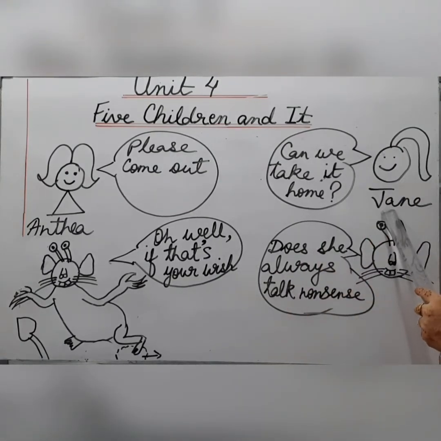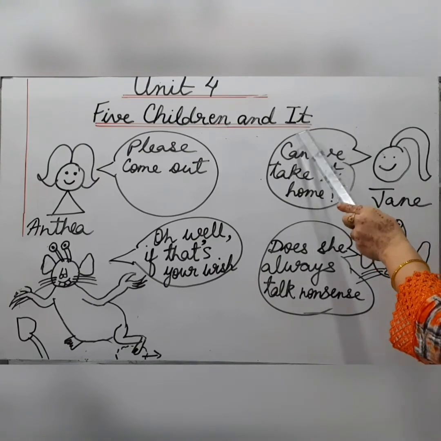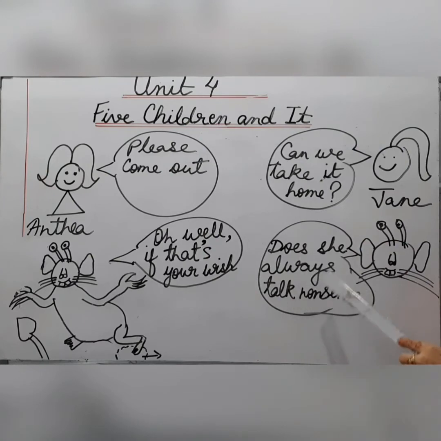Now the next dialogue is Jane's. What is Jane saying? "Can we take it home?" Now she is questioning the other children. She just wanted to take this creature home. You can see here that this creature is the character "it." We will see the name in the story and call it by that name which the writer has used, but for the time being we are going to call it "it" only. So it is saying, "Does she always talk nonsense?" It is a question again. It is asking whether this girl Jane is always talking nonsense.